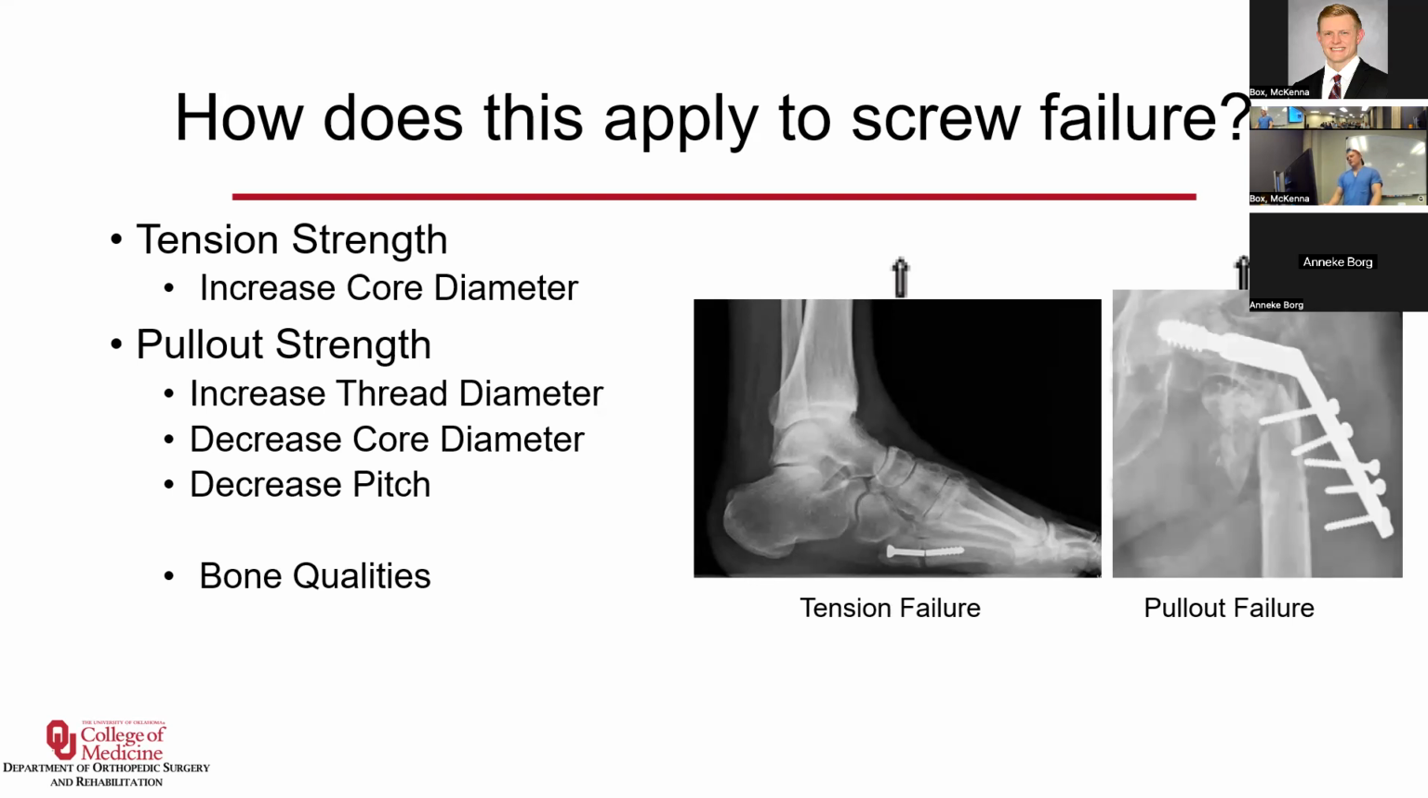So this is an example of pull-out failure. These screws just straight up pull out. And there are some bone qualities that also affect pull-out strength. An increased thickness of the cortex will increase pull-out strength, as will increased density of the cortex. This is important whenever you have somebody with osteoporosis, where you want to try to maximize your pull-out strength, because the density and thickness of their cortex is going to be really low. That's why whenever you're treating an osteoporotic fracture, you want to use screws that are maximizing these factors right here.